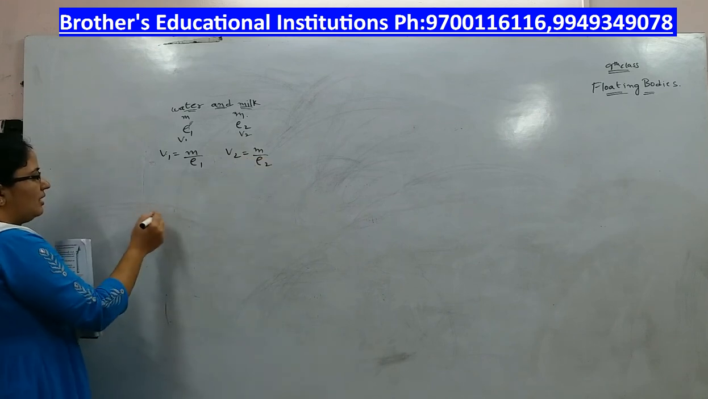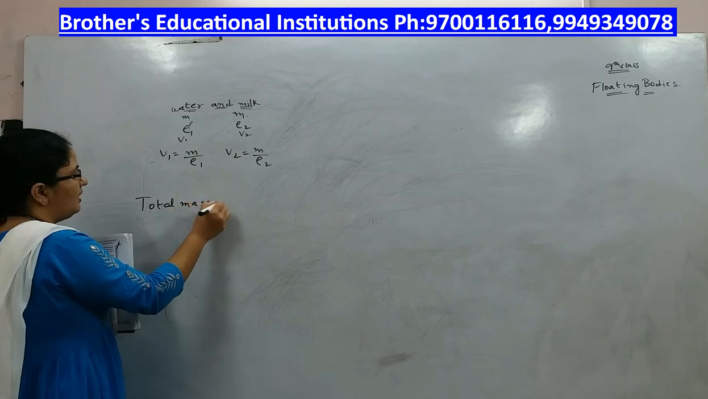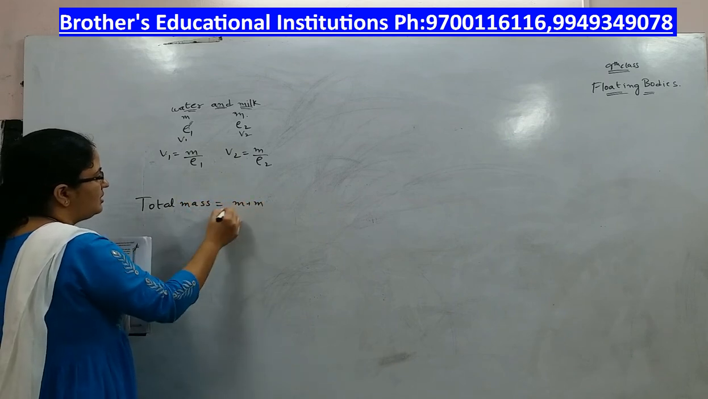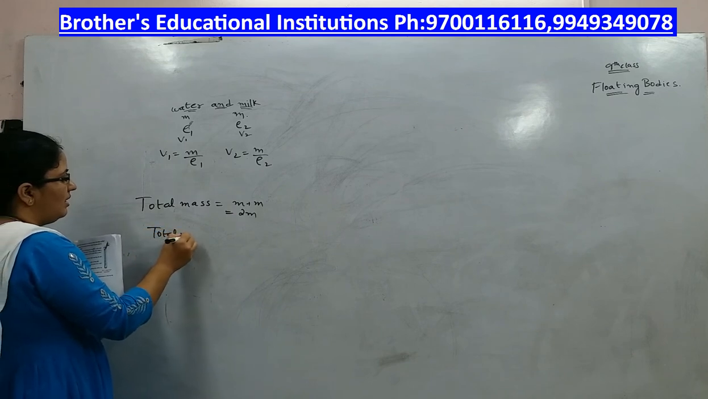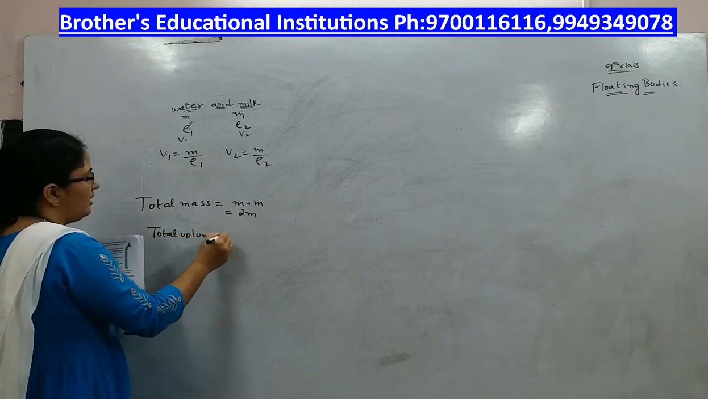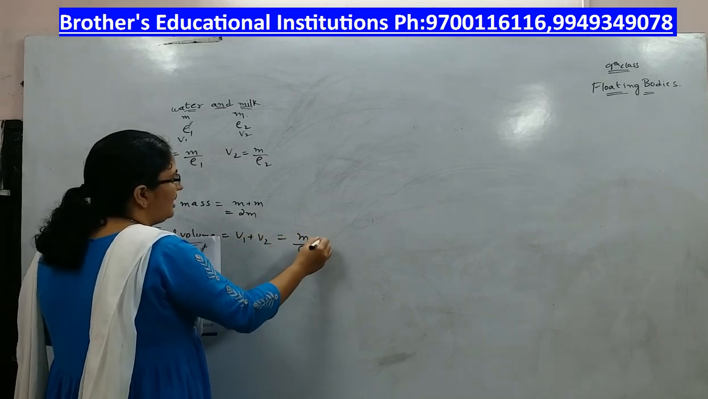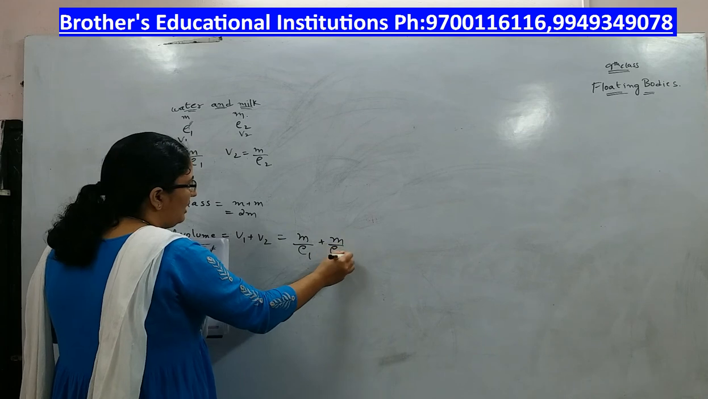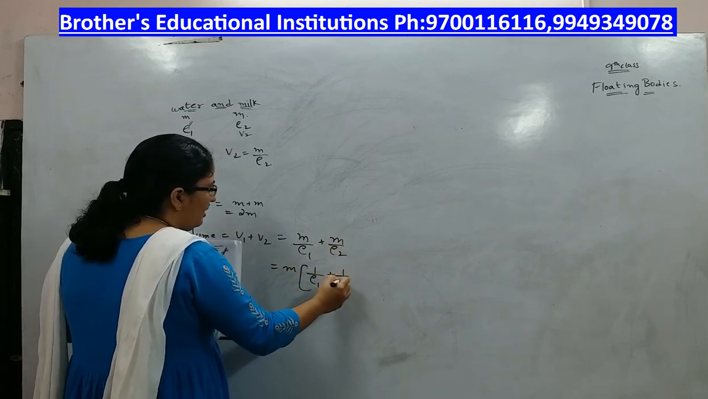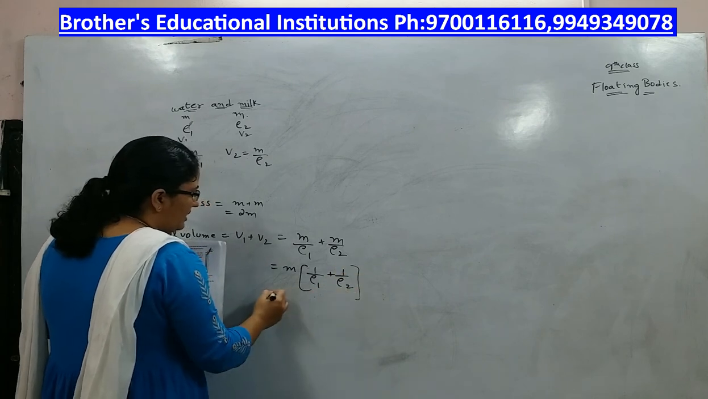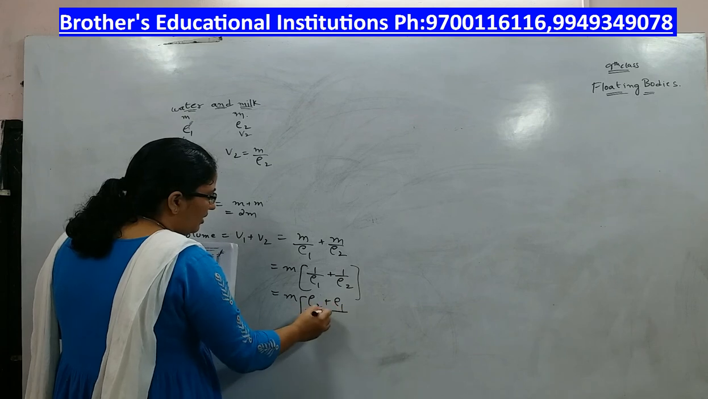Now total mass is equal to m plus m, that is 2m. Total volume is equal to v1 plus v2, that is equal to m by rho 1 plus m by rho 2, that is m into 1 by rho 1 plus 1 by rho 2, which is m into rho 2 plus rho 1 by rho 1 rho 2.